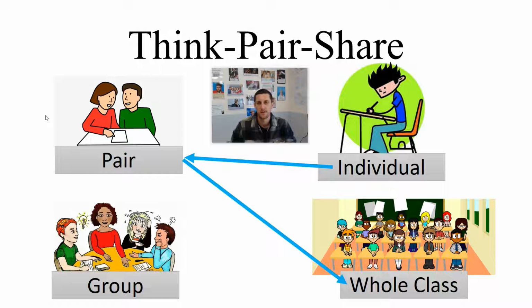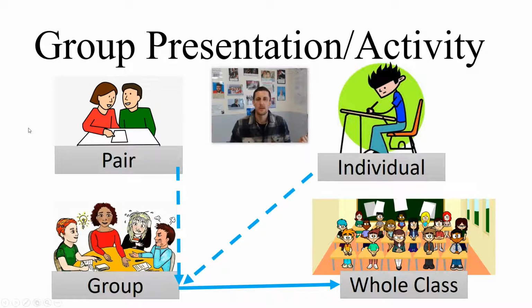We've done this in class before where students can think by themselves for a minute, individual. Then they can pair up to share their ideas together, pair, and then finally, some students can share their ideas with the whole class, share. Or sometimes there's a group presentation activity, in which case students could start to work individually or in pairs, then switch to groups where they prepare some kind of presentation to give, and then finally present their results to the whole class.